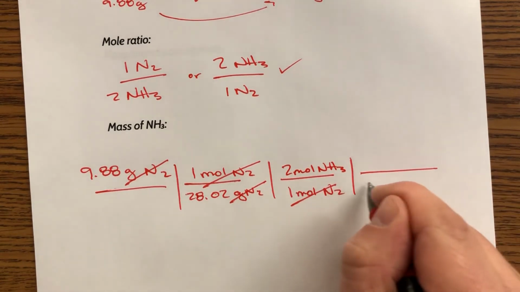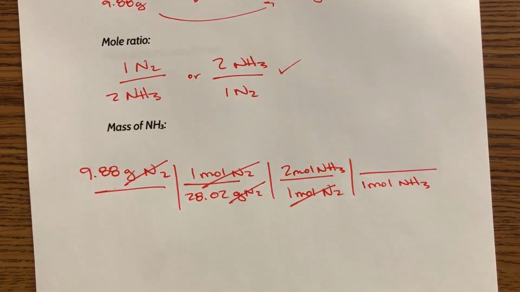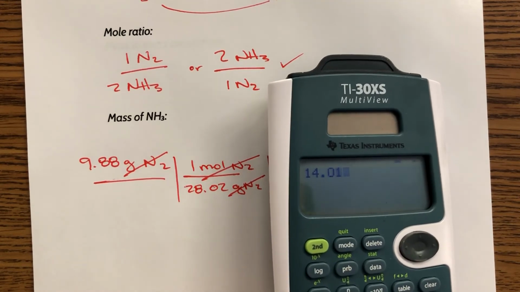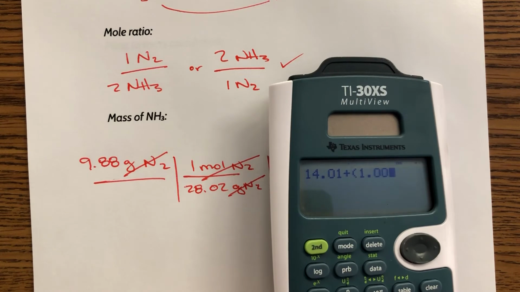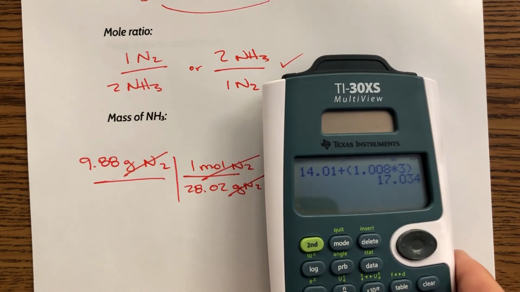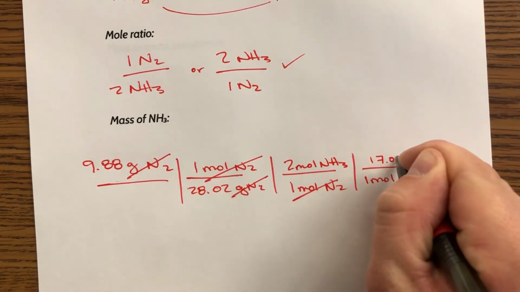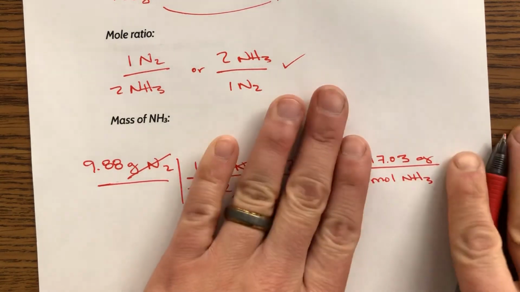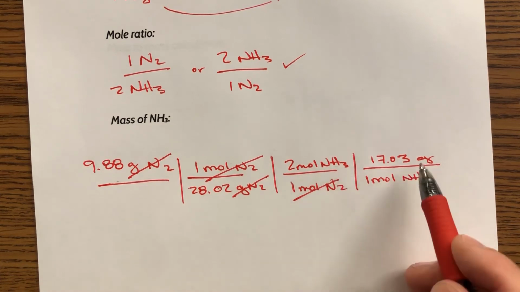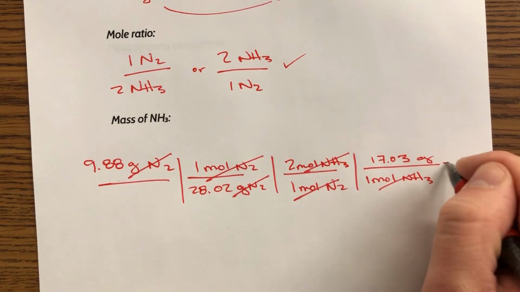So for 1 mole of NH3, okay, let's calculate this. So I've got 14.01 plus 1.008 times 3, right? Because we're trying to calculate the molar mass. It's 17.03. So 17.03 grams. If I had 1 mole of NH3, it would weigh 17.03 grams. So we're converting this amount into grams. Okay, and then we can find our total.